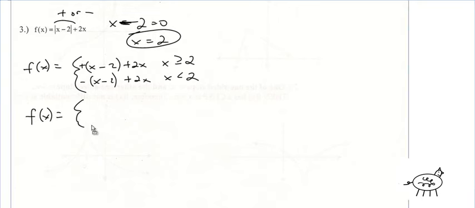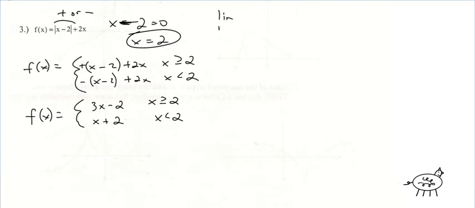That's going to give us 3x minus 2 when x is greater than or equal to 2, and it's going to give us x plus 2 when x is less than 2. That's my nice piecewise function. Now what we're going to do is take the limit for both sides. Limit as h approaches 0 from the positive side. I'm going to do 3x minus 2 first.